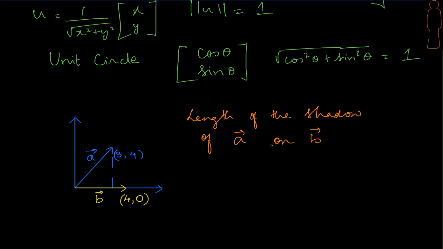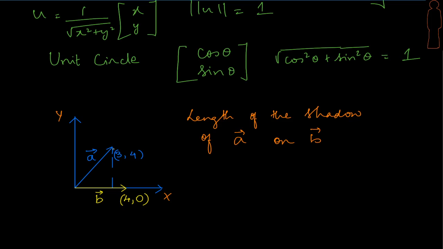What we're interested in now is finding the length of not a but its shadow that is cast on b. Okay. In this case, we have picked up b, which is a very simple b because it's in the direction of the x-axis.